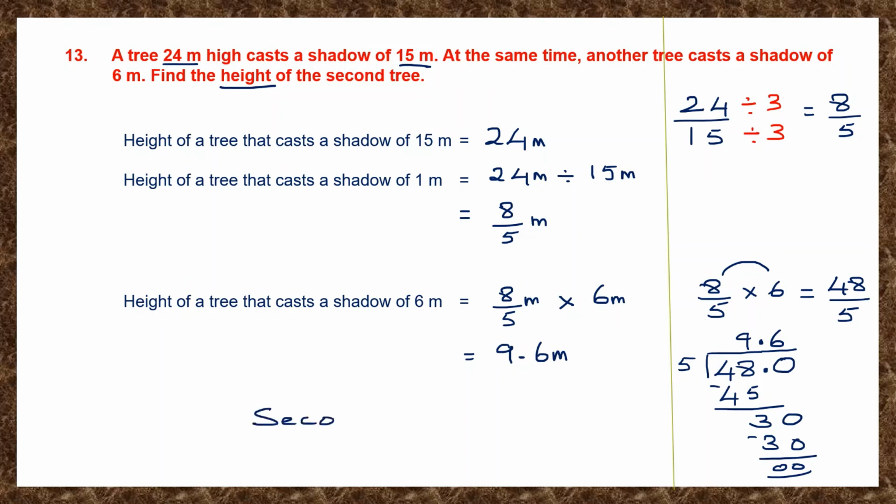So let's write that down. The second tree, we've been asked to find the height of the second tree. So the second tree is 9.6 meters. So this is our answer.